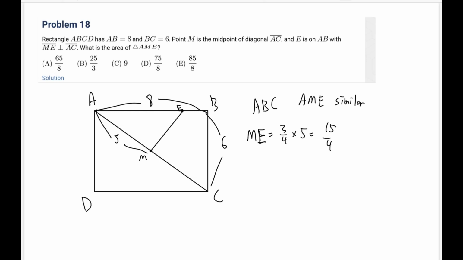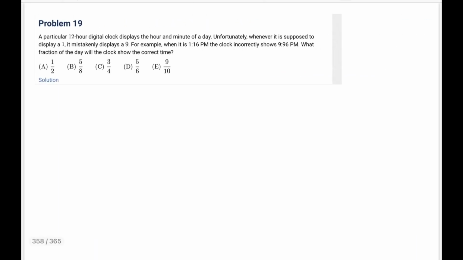So this is actually E. And what's the area of AME? So it's this area. So what we want is 5 times ME, which is 15 over 4, times 1/2, because it's a triangle. This equals 75 over 8. The answer is D.